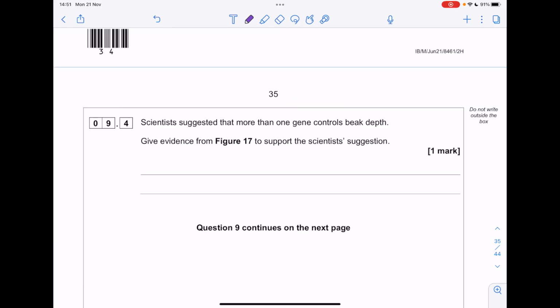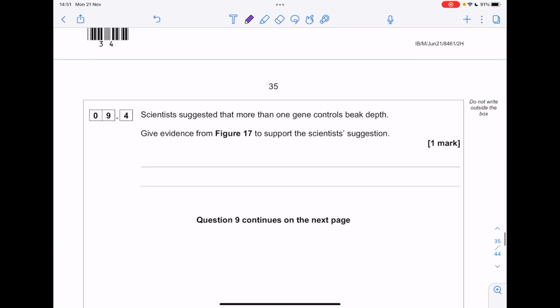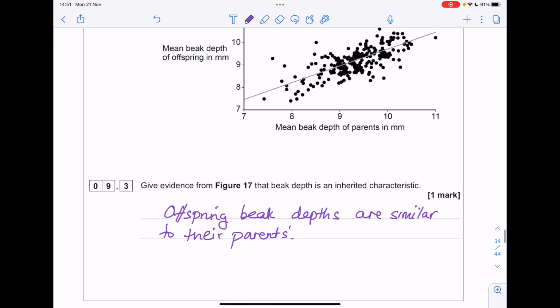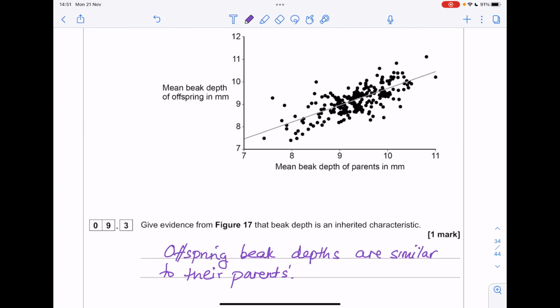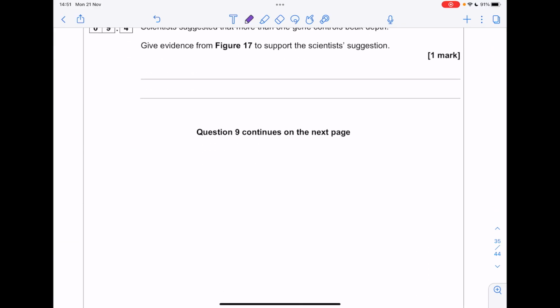Scientists suggested that more than one gene controls beak depth. Give evidence from Figure 17 to support the scientist's suggestion. Well, if you look here at this mean beak depth of the parent, there's a lot of different depth beaks from the offspring's point of view. So parents of a given beak depth produce offspring with several beak depths.